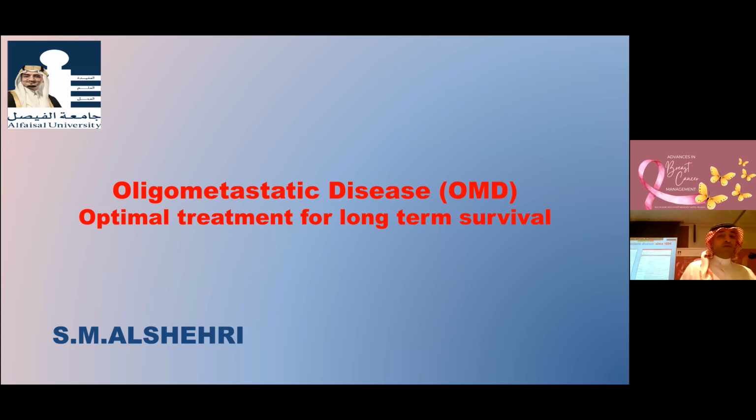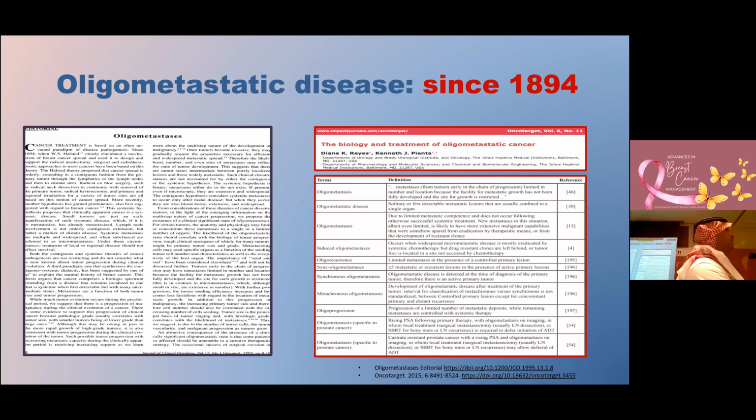The oligometastatic disease theory has been established since 1894, when an original editorial was written discussing the theory of and the pathogenesis of oligometastatic disease. Later on, in 1995, there was a paper published in the American Society of Clinical Oncology talking about something called local therapy directed for metastases, and is that going to improve the outcome of the disease?